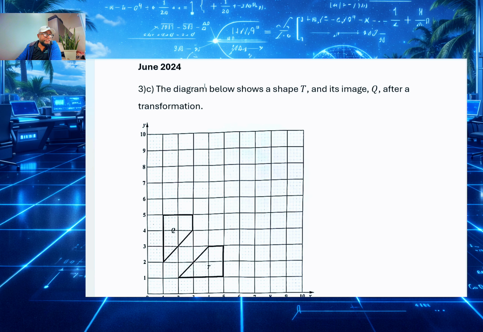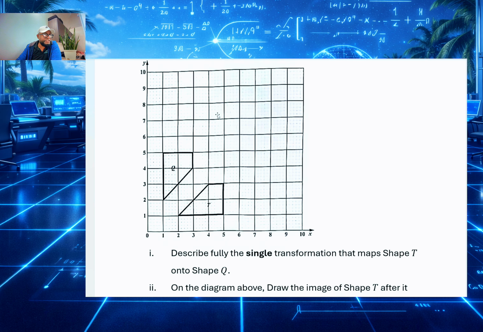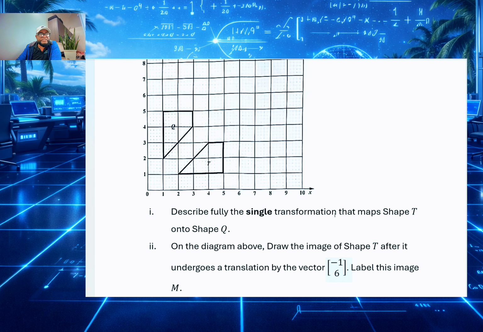So this is June 2024. The diagram below shows a shape T and its image Q. Original shape, object, image, right? After a transformation. Describe fully the single transformation that maps shape T onto shape Q.